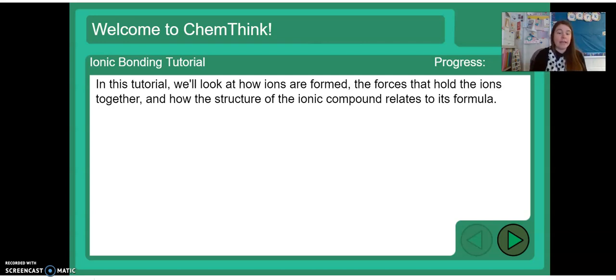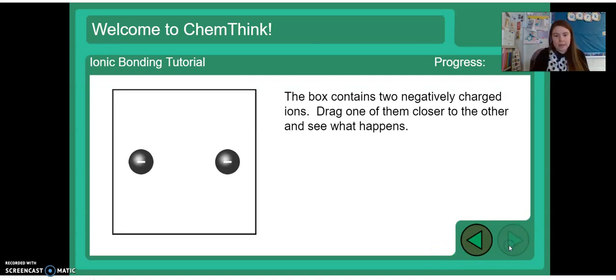Today we're going to focus on ionic bonding. We're going to talk about what forces hold ions together and how their structure can change as we add more ions into the picture. So let's start with how ions actually bond together and create ionic bonds.